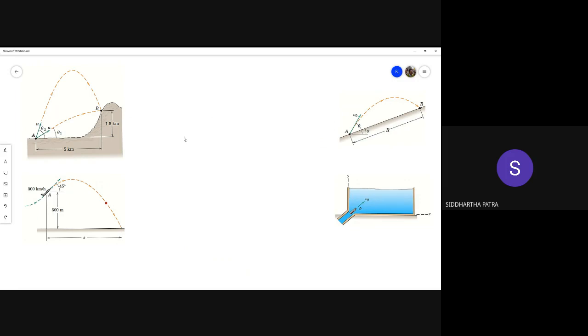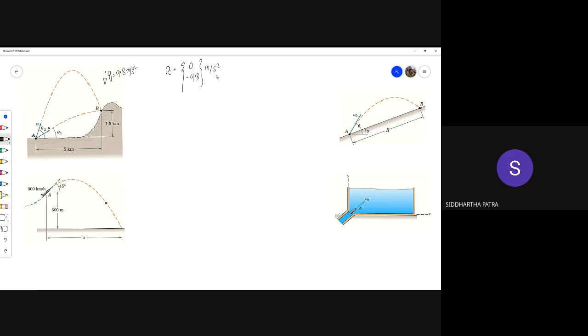So let's look at the first problem. So imagine this is a situation with gravity, which basically means the acceleration due to gravity is this quantity right here. Okay, so you know the x and the y coordinate.